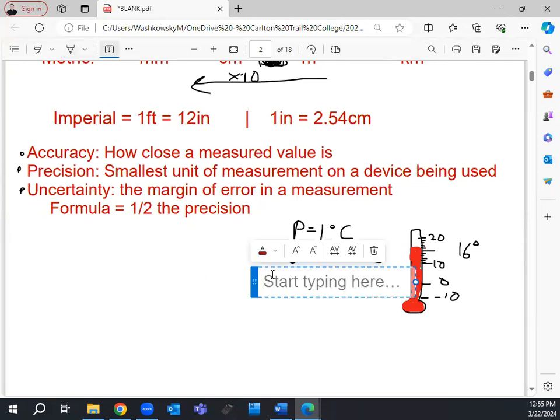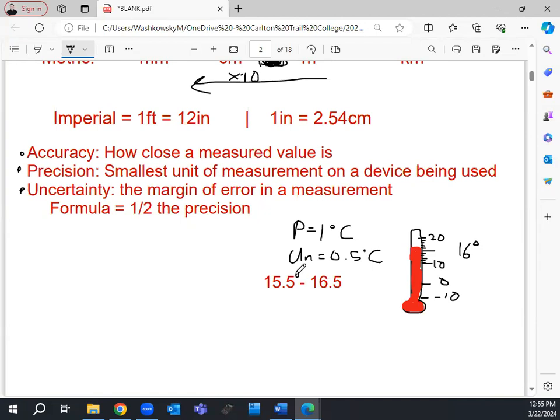So what does that mean the temperature actually is? Well, the temperature could be 15.5 degrees all the way up to 16.5. Sorry, let's just make it easy to prove the point. So the temperature could actually be anywhere in between this in real life, but I'm limited by how accurate the tool I'm measuring with is.